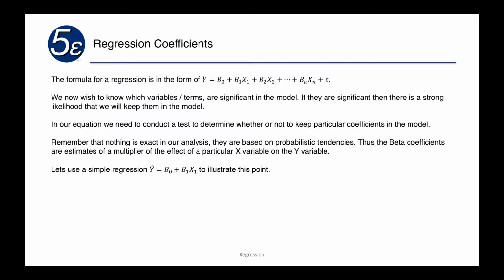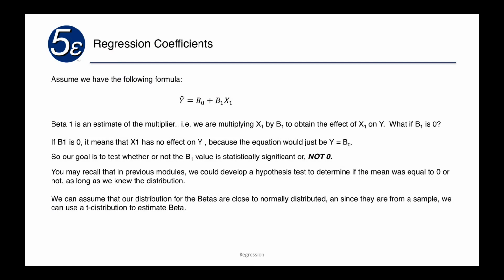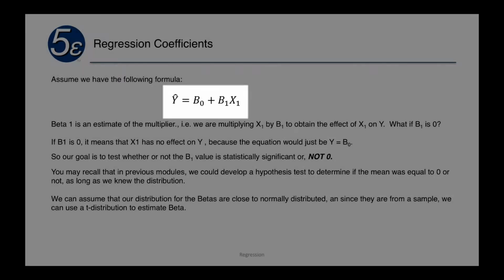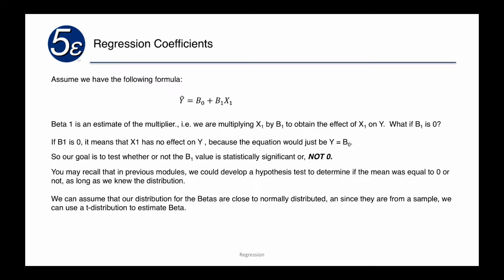Remember that nothing is exact in our analysis. Everything is based on probabilistic tendencies. Thus, the beta coefficients are estimates of the multiplier effect of a particular x variable and its effect on the y variable. So we're going to use the simple regression to illustrate this point. Let's assume here that we have beta 0 plus beta 1 x1 predicting y hat. If beta 1 is an estimate of the multiplier on x1, then multiplying b1 by x1 will give you the effect of x1 on y.